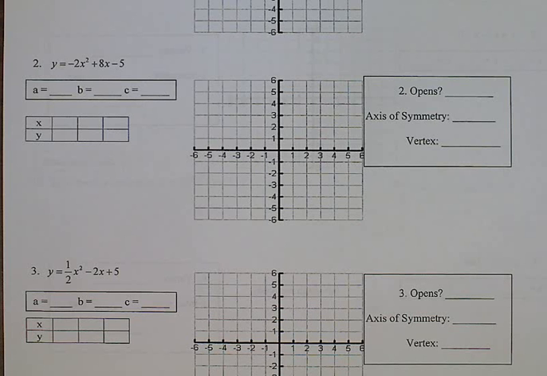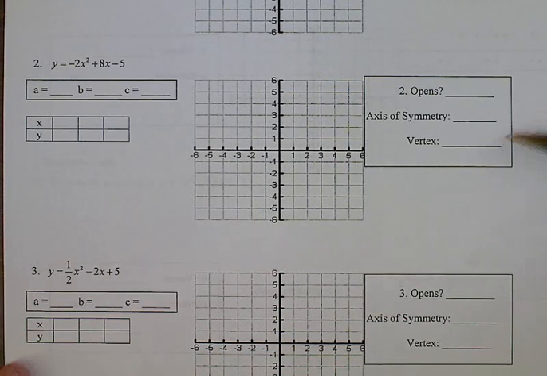In this lesson, we're going to review what our book calls 10.1. We're going to take a look at quadratic equations and do a rough sketch on a coordinate plane. Talk about which way it opens, using a formula to get the axis of symmetry and vertex.